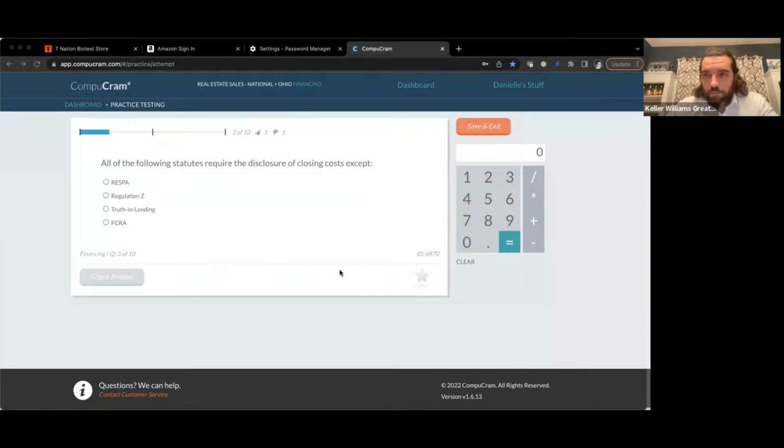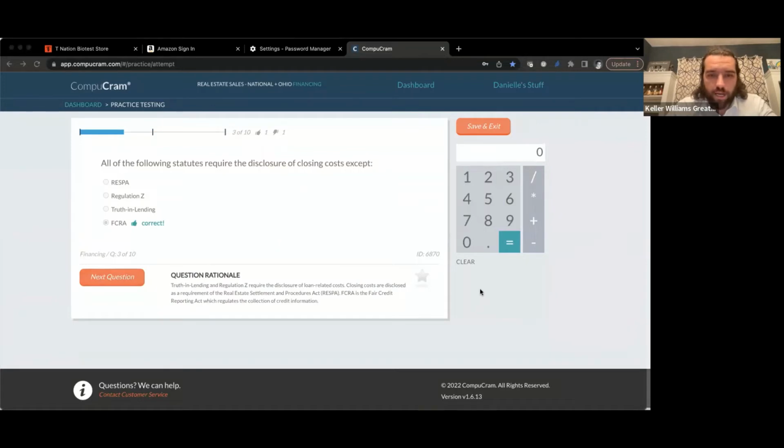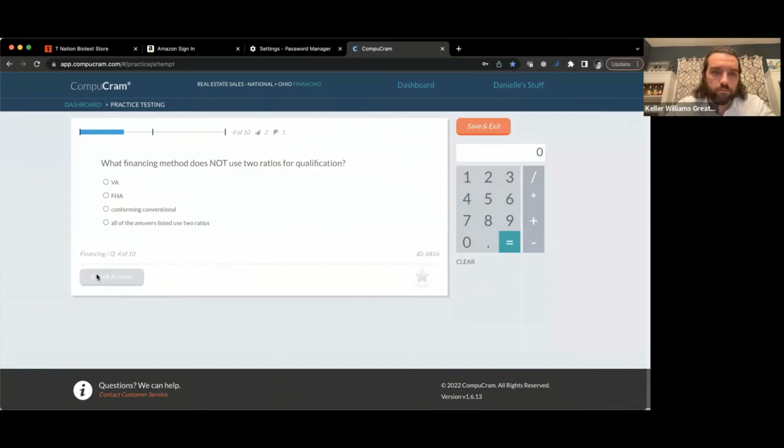So the Fair Credit, I'm not gonna let you guys stray from the course here. RESPA is the Real Estate Settlement Procedures Act. Truth in Lending and Regulation Z, all 3 of those require the disclosure of closing costs. Fair Credit Reporting Act does not. The Fair Credit Reporting Act is simply related to who gets whose credit information and what information is available, right? That has nothing to do with closing costs. That's more with the pre-approval process, not the closing.